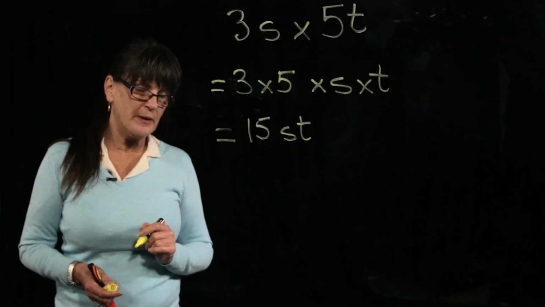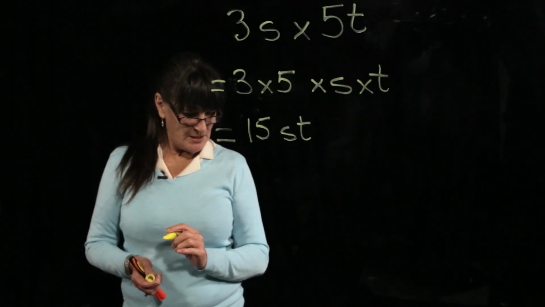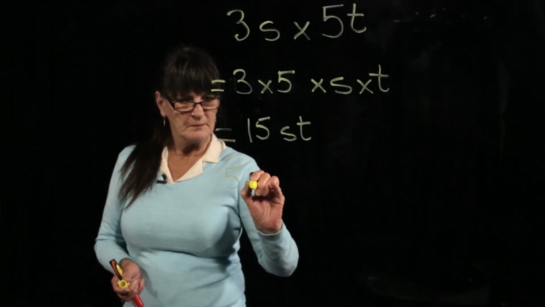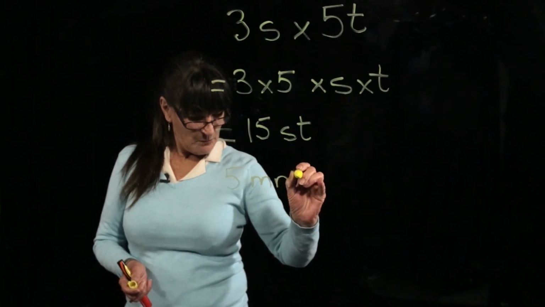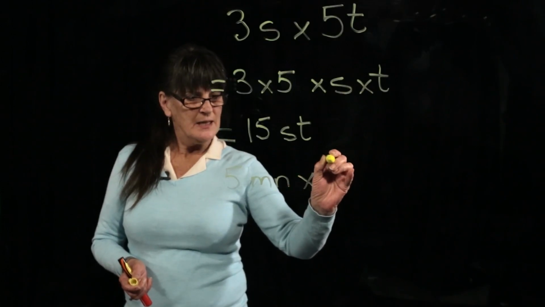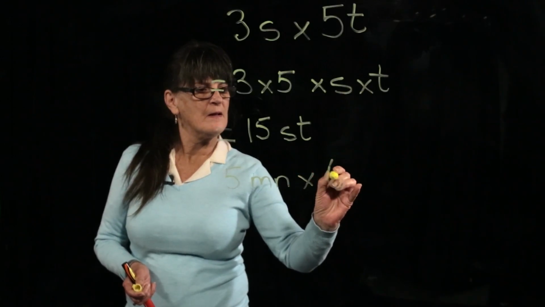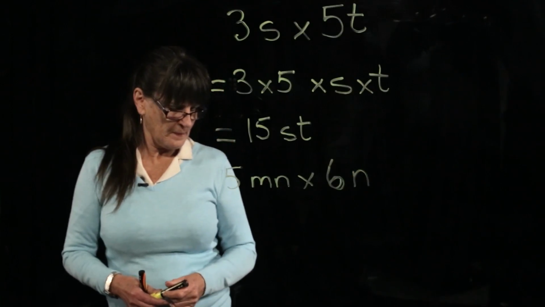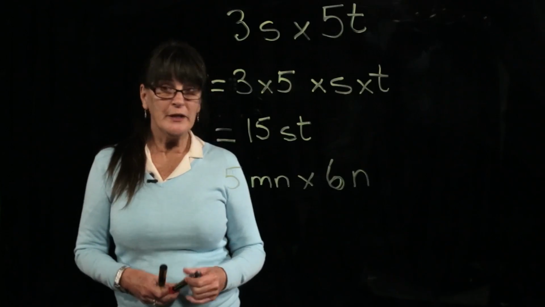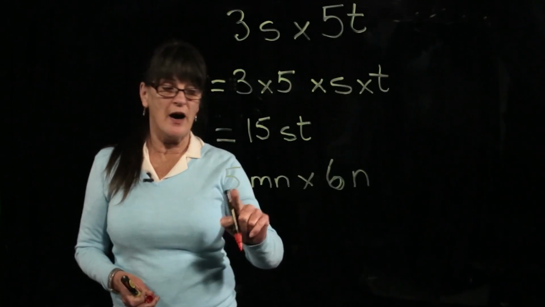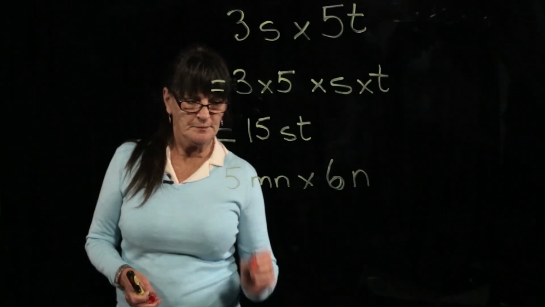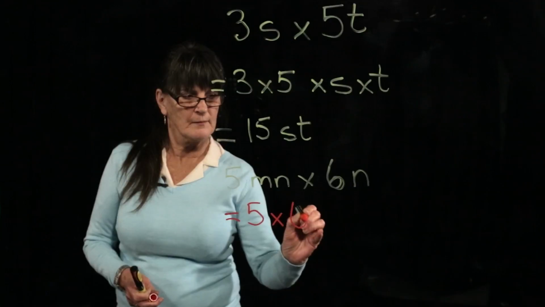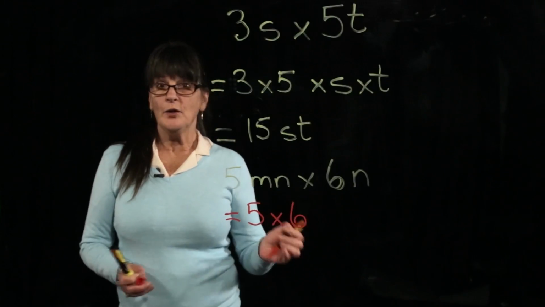Let's look at one that's a little bit more difficult. Let's look at 5mn, and we'll multiply that by 6n. So, following the rule, you look at the numbers first. You do 5 times 6. Now you look at the letters.